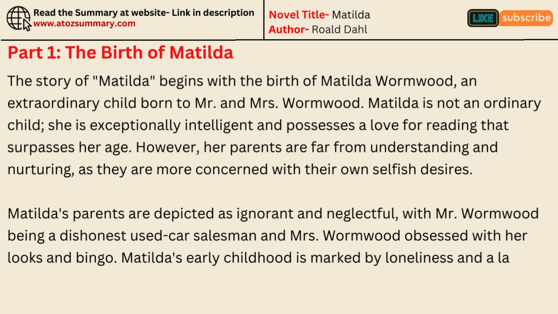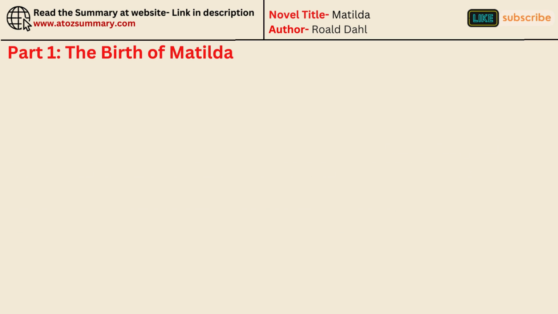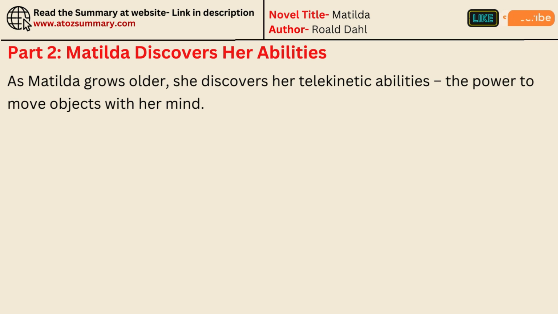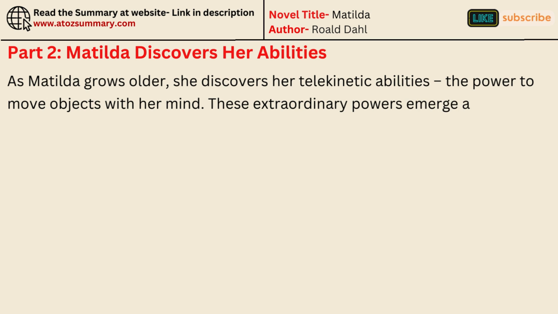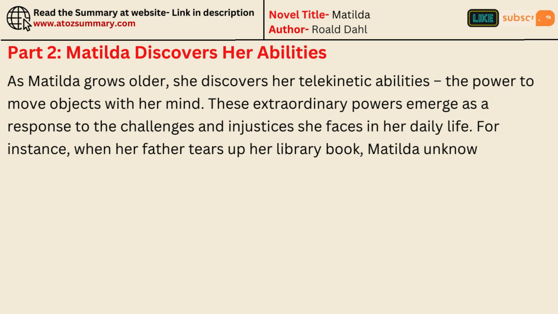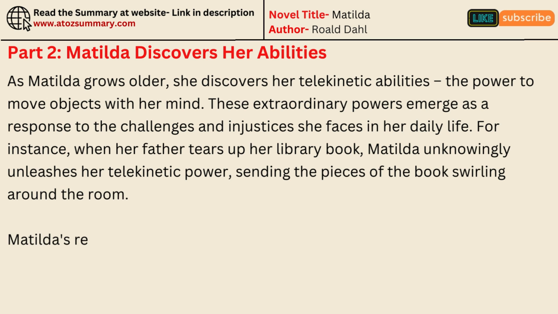Matilda's early childhood is marked by loneliness and a lack of parental affection, leading her to seek solace in books from an early age. As Matilda grows older, she discovers her telekinetic abilities, the power to move objects with her mind. These extraordinary powers emerge as a response to the challenges and injustices she faces in her daily life. For instance, when her father tears up her library book, Matilda unknowingly unleashes her telekinetic power, sending the pieces of the book swirling around the room.